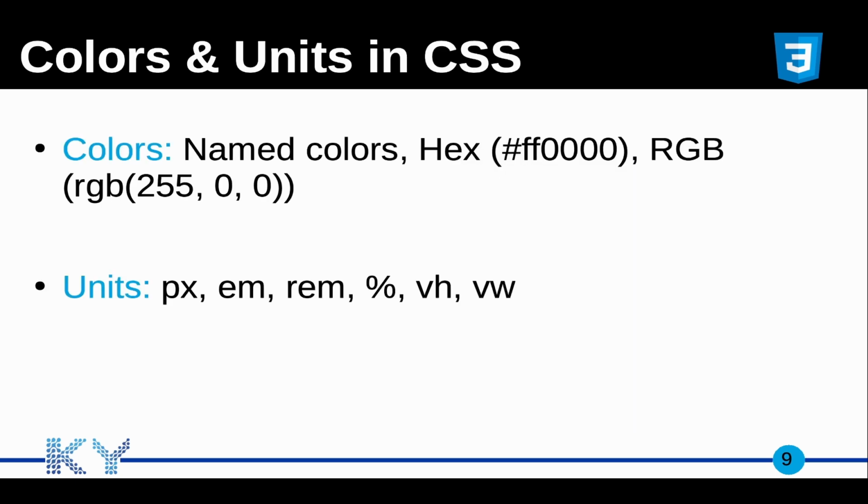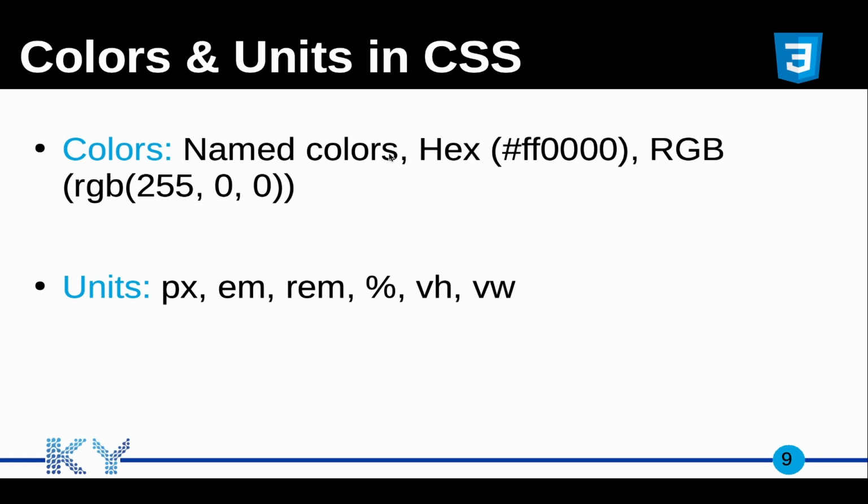Now, the colors and units in CSS. We have different color systems in CSS. We have the named colors, which are your red, your blue, your cyan, your green, your yellow, everything that you can name. That's the named color system. Then we have the hex color system, which is common in design. If you are a graphics designer, or you know about design principles in general, you would have run into these color systems.